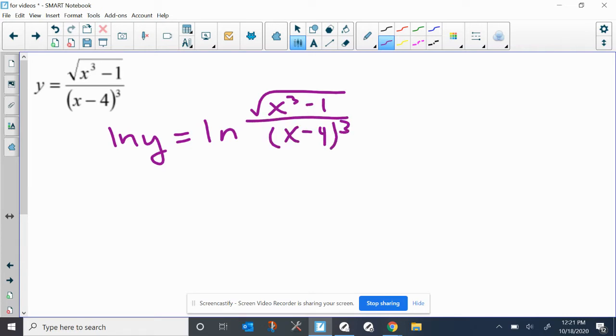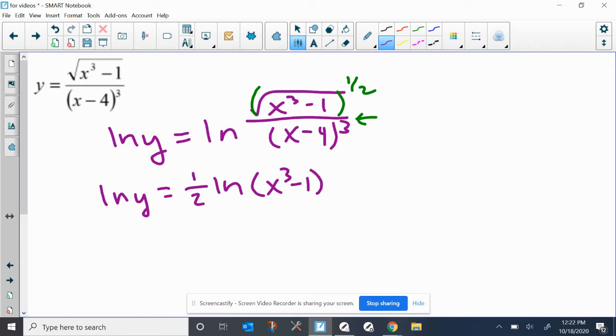Now, because there's a natural log, I can actually break up the right-hand side of the equation. I know that this square root is really a 1/2 exponent, so I'm going to use that. This is a division. That fraction bar means I'm dividing. So I'm going to rewrite this as the natural log of y equals, and I'm going to bring the 1/2 exponent down, the natural log of x cubed minus 1. Then I have division, so I'm going to have subtraction, and then I've got this raised to a power as well of 3. So this is 3 times the natural log of x minus 4.